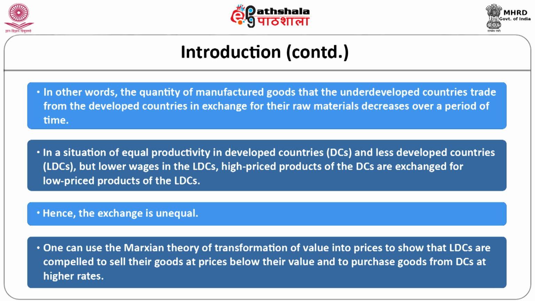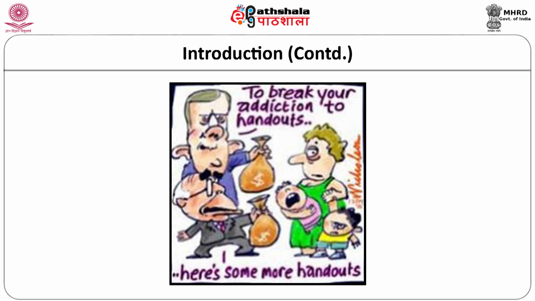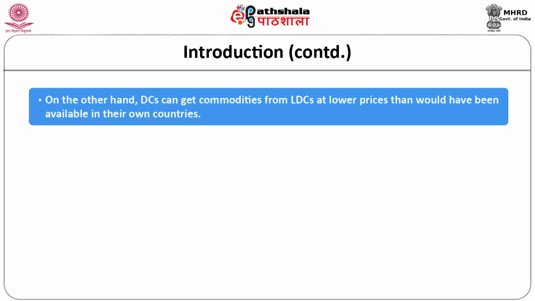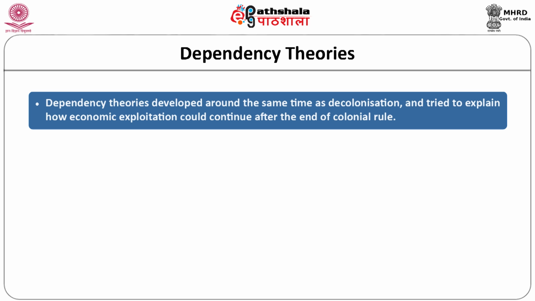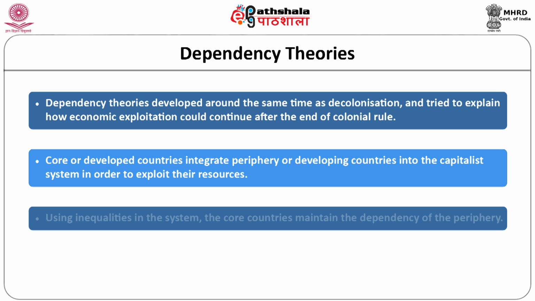One can use the Marxian theory of transformation of value into prices to show that the less developed countries are compelled to sell their goods at a price below their value and to purchase goods from developed countries at higher rates. Obviously, this is unfair to the less developed countries, whereas it is advantageous to the developed countries, which can get commodities from the less developed countries at lower prices than would have been available in their own country. In this process of exchange, LDCs, that is, less developed countries, stand as losers and developed countries are gainers. In this sense, dependency theory is a possible way of explaining the persistent poverty of the poorer countries.